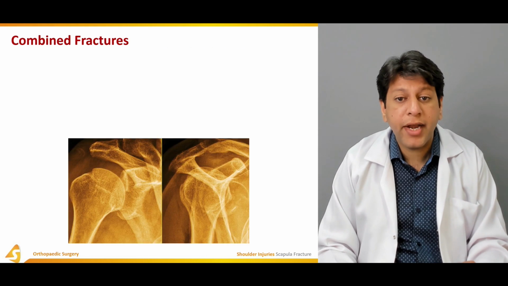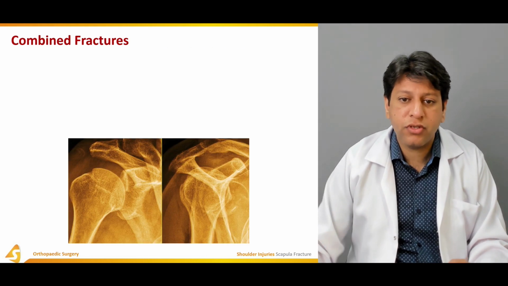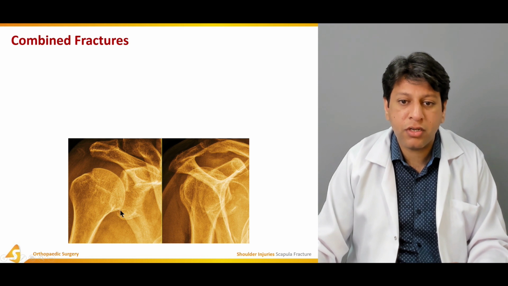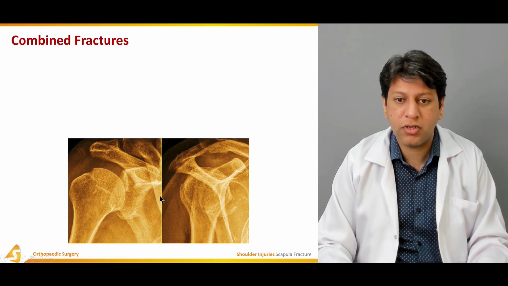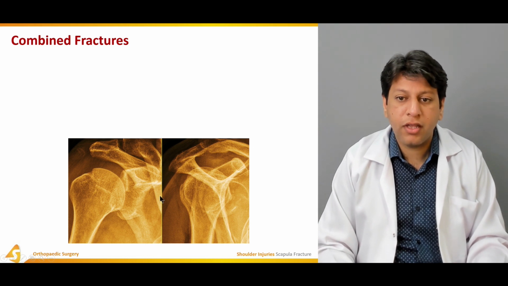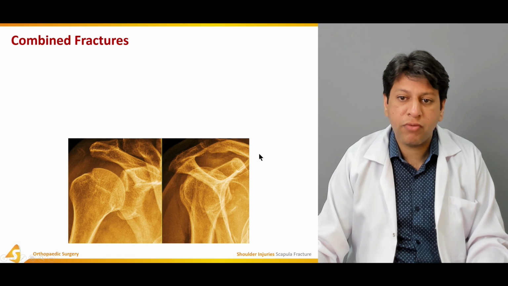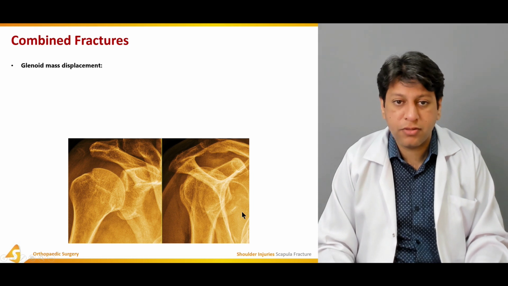Now coming to the combined fractures, if you see this x-ray, this is how the posterior rim is also injured, along with what seems to be subluxation of the humeral head. And if you see, this is probably a scapular Y view, showing a posterior dislocation of the humeral head along with the glenohumeral fractures.